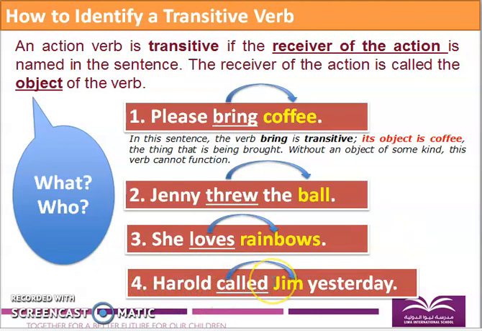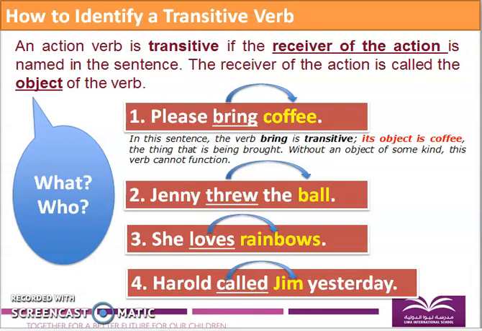Harold called who? Jim. Yesterday. Then, this called is an example of a transitive verb. Why? Because it has an object here. Let's check. Harold called who? Jim. Jim is our object. So this called is a transitive verb. Now, let's check your understanding.